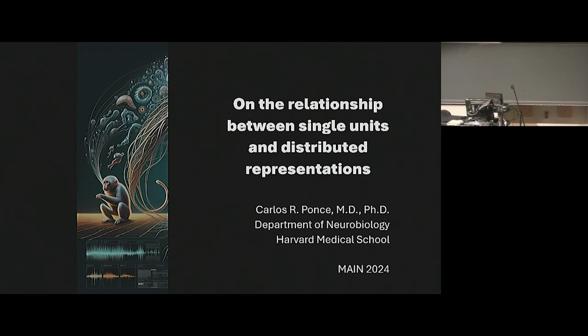Carlos Ponce conducts research at the intersection of visual neuroscience and machine learning with a focus on how different brain regions collaborate to process motion and recognize objects. His work employs a combination of electrophysiology, reversible deactivation, microstimulation, and computational modeling to explore these neural interactions. Ponce earned his MD PhD from Harvard Medical School and holds a Bachelor of Science from the University of Utah. His research has applications in automated visual recognition systems, including medical imaging and autonomous technologies. His talk is entitled On the Relationship Between Single Units and Distributed Representations.